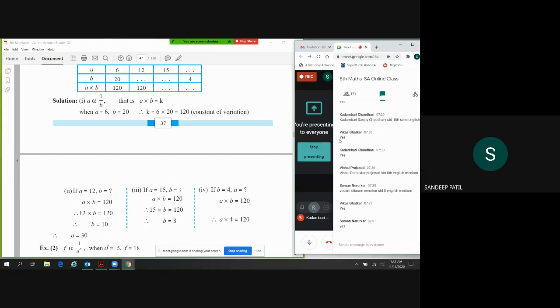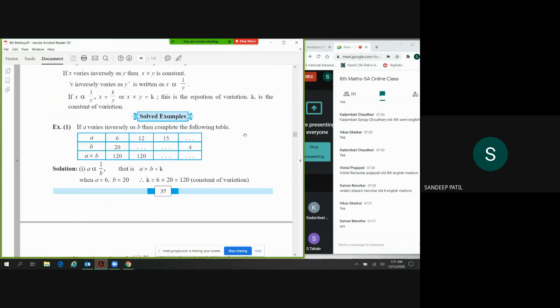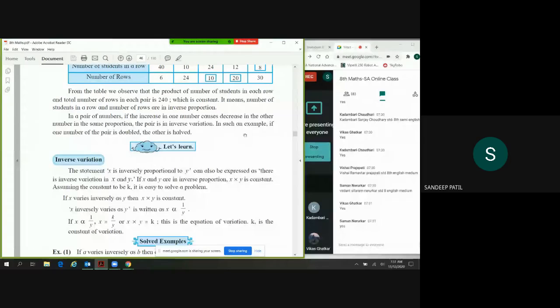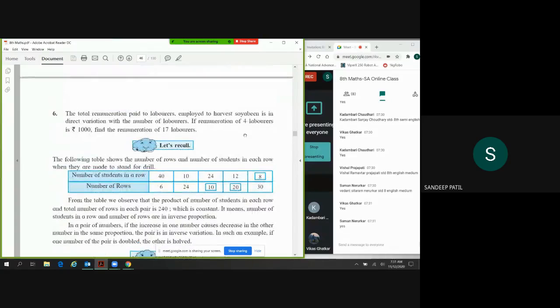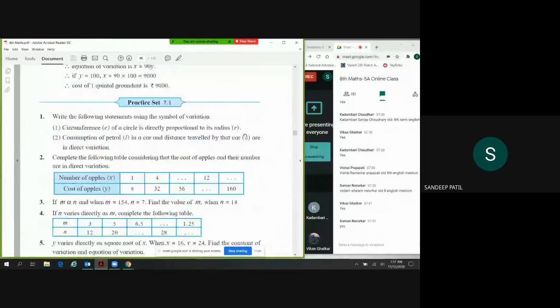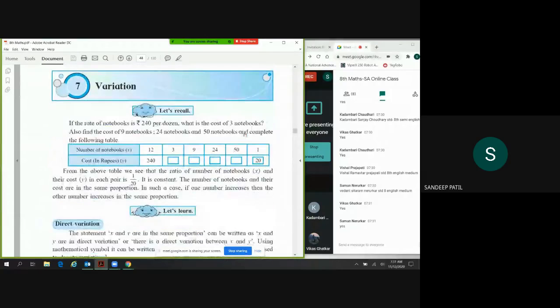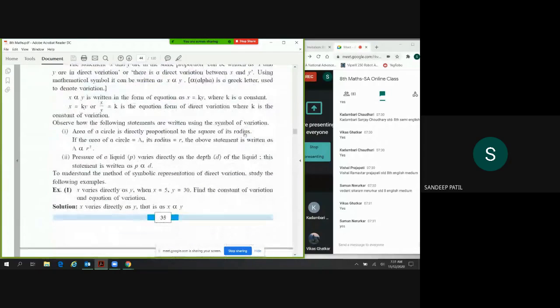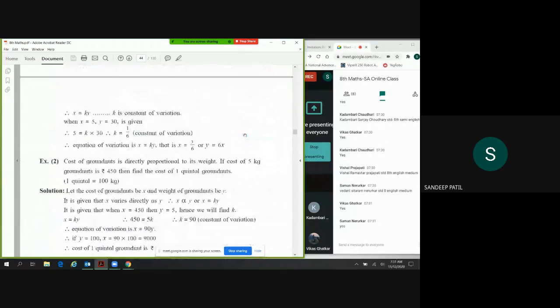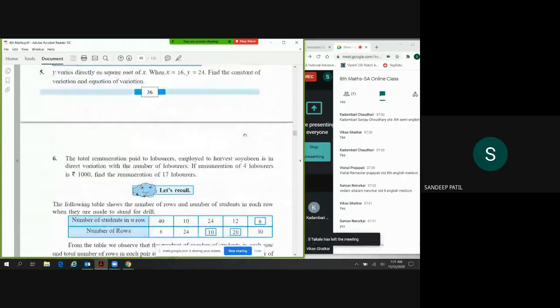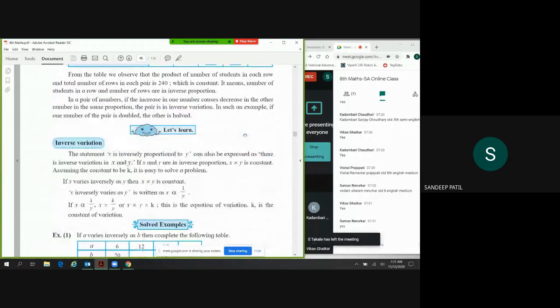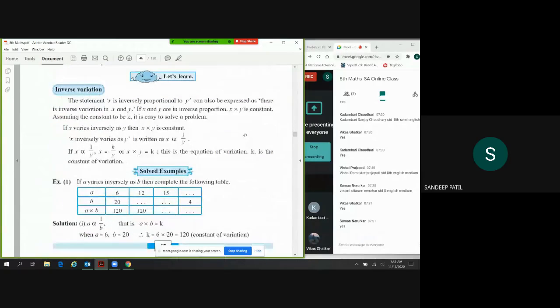So let's start with our class. So we left, I think, about indirect or inverse variation. So I will just give a recap about what we learned last time. We started with the variation. So first we have seen about direct variation and inverse variation. So there are two things which we learned in last lecture.